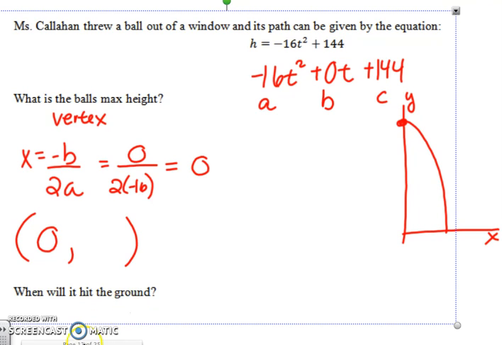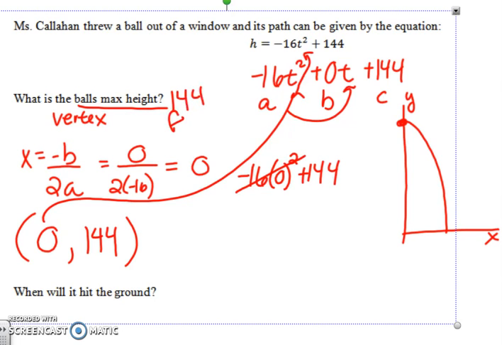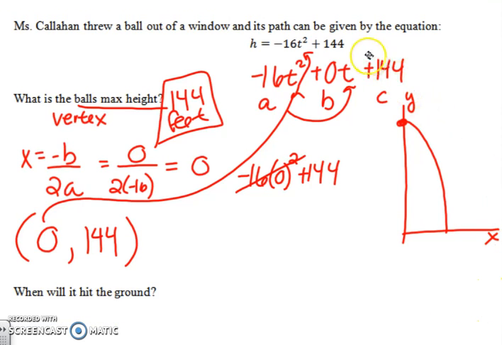But again, to find the other part of your vertex, how tall it is, you're going to have to plug in 0 here and just once actually. Okay, so I'm going to say negative 16 times 0 squared plus 144. Okay, again, 0 times anything is 0. So you're left with 144. So the ball's max height is going to be 144 feet. So a shortcut is when you don't have a middle term, your max height is going to be your y-intercept.